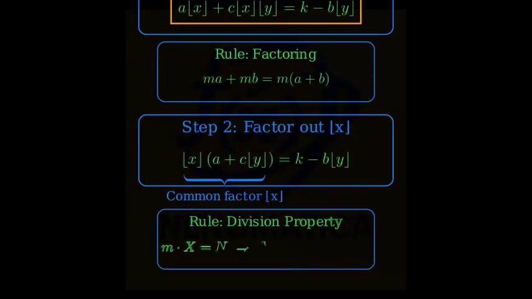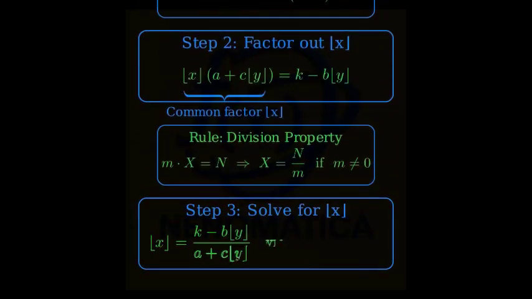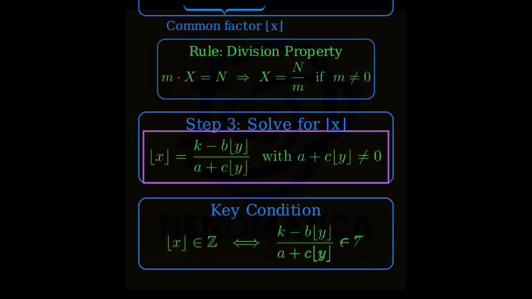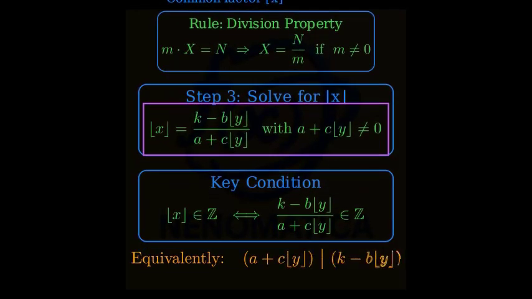Step 3. Divide both sides by a plus c times floor of y to isolate floor of x. Of course, we must ensure we are not dividing by 0. So we require that a plus c times floor of y is not equal to 0. By definition, floor of x is always an integer. Therefore, the fraction must evaluate to an integer. That gives us the exact solvability condition. A plus c times floor of y must divide k minus b times floor of y.